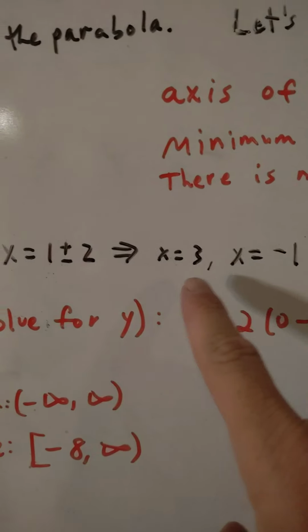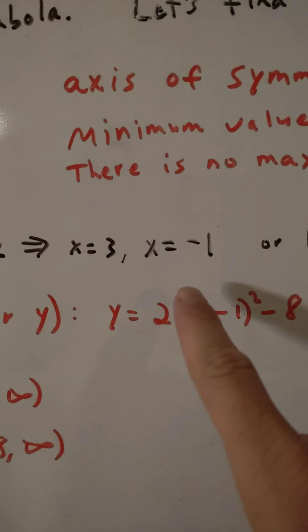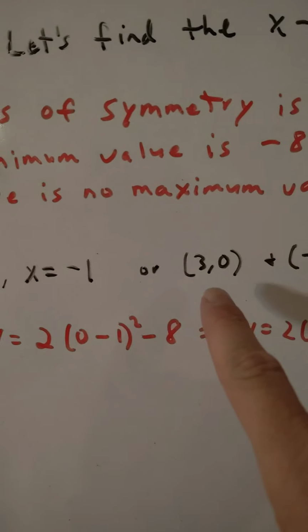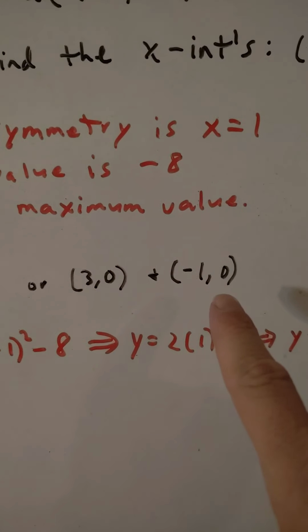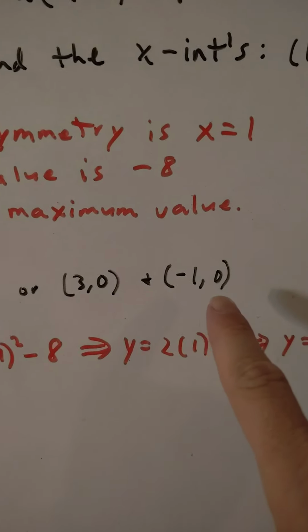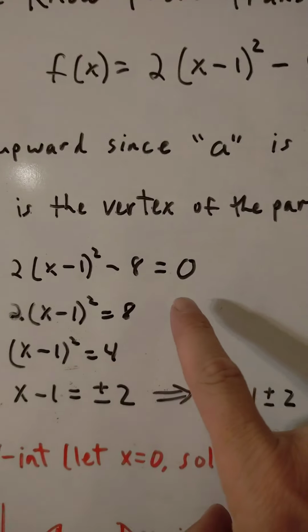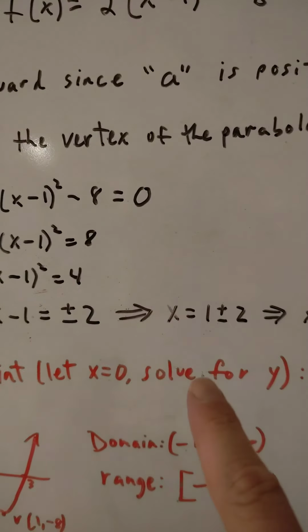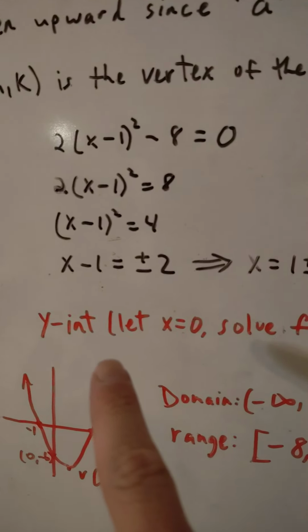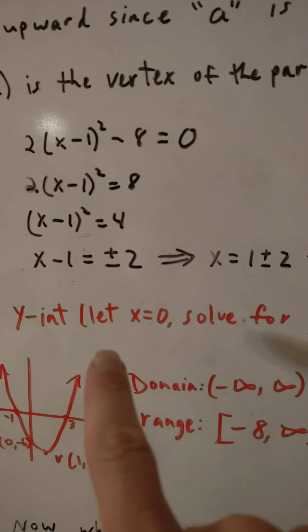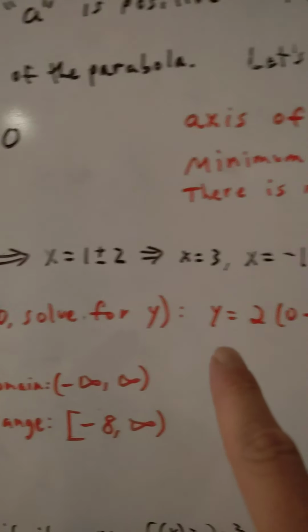What's 1 plus 2? 3. What's 1 minus 2? Negative 1. And those aren't just any x's. Those are your x-intercepts because we did let y equal 0. Right here we let y equal 0. Okay, we found the x-intercepts. Let's find the y-intercept. How do you find a y-intercept? You let x equal 0 and solve for y.